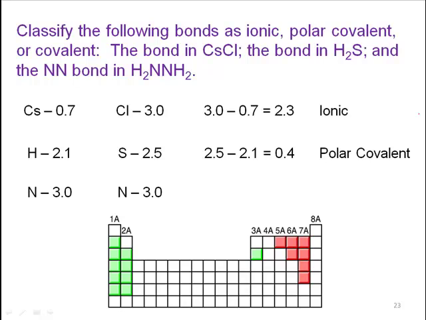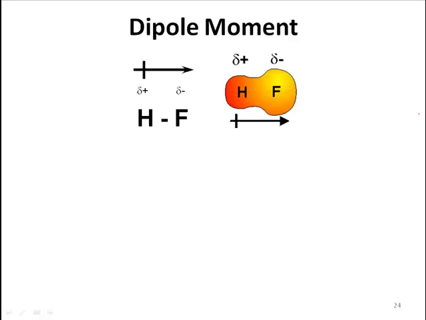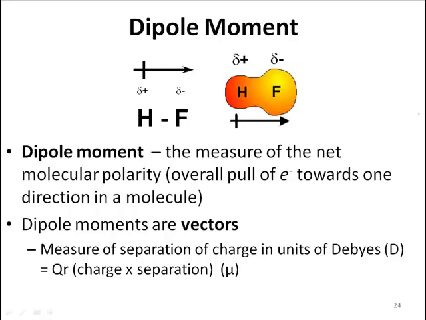The next one, nitrogen. You got 2 nitrogens. They're going to have the same electronegativity, so their bond type is going to be what? Okay, covalent, or non-polar covalent if you had to choose that one as an option. Now, in molecules, the dipole moment is represented by the arrow. Dipole moment is the measure of the net molecular polarity, the overall pull of electrons towards one direction in a molecule. Dipole moments, as we said, are vectors. They are a measure of the separation of charge in units of debye. Q times r is the charge times the separation. So the distance times that charge.